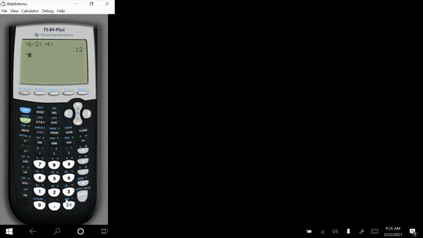So the way around it is to use an extra set of parentheses. Now type in 2 times -4, and then close off each set of parentheses. And this is going to give you 0.75, which is our correct value of h.